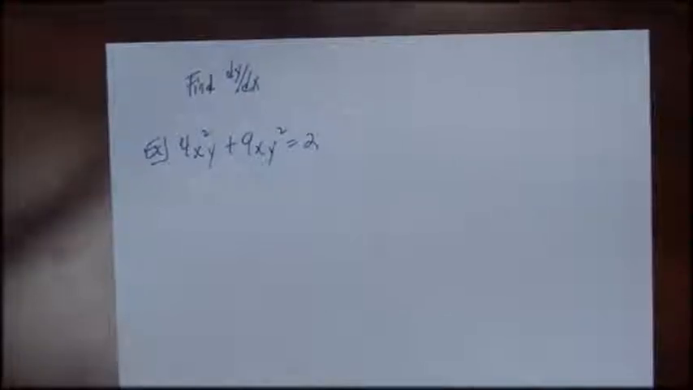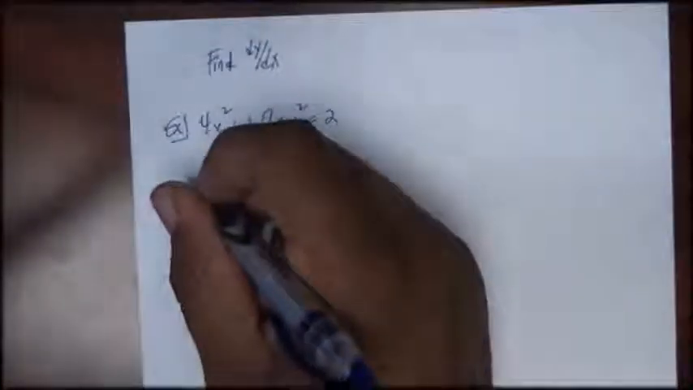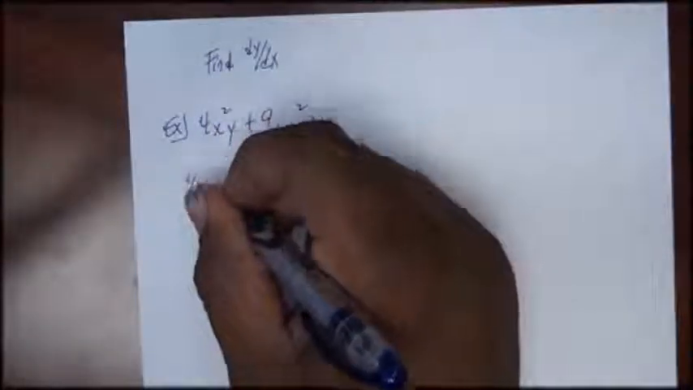Let's look at the example. Let's find the derivative, and we'll use implicit differentiation for the function 4x squared y plus 9xy squared is equal to 2. So the first thing we'll do is take the derivative with respect to x for both sides of the equation.